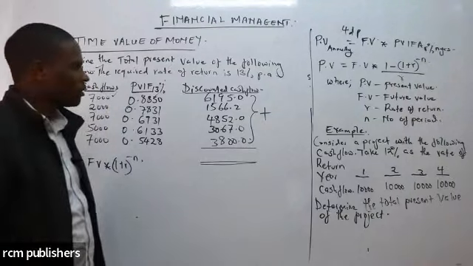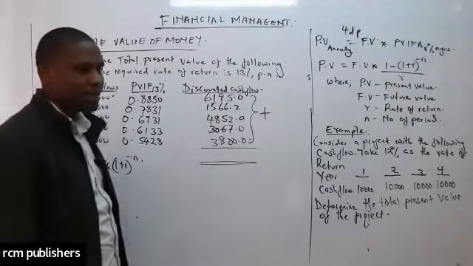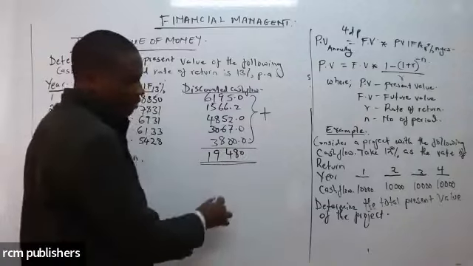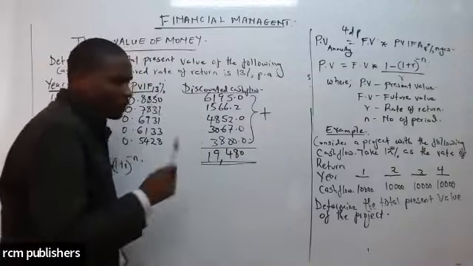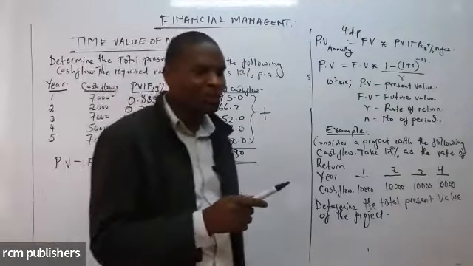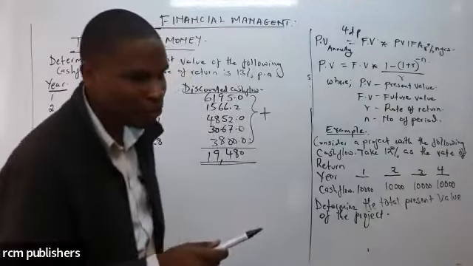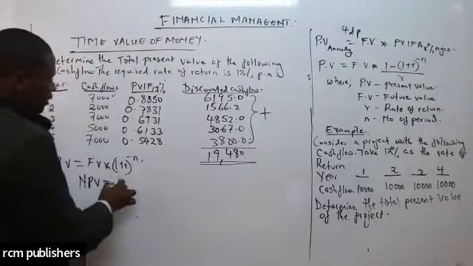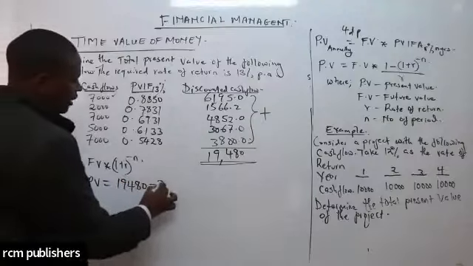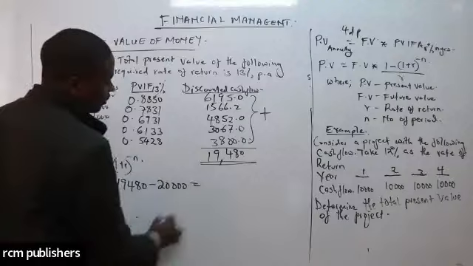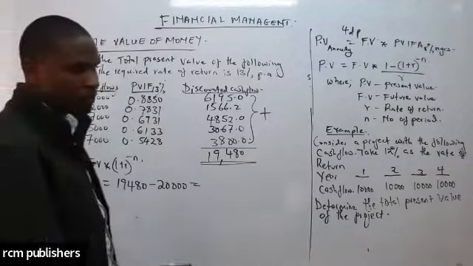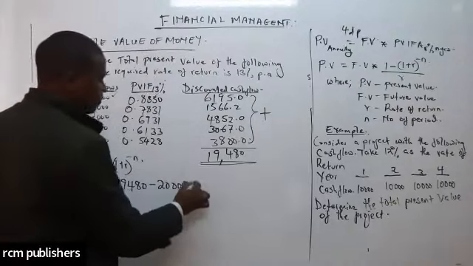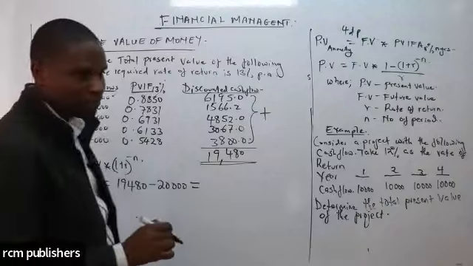Okay, the total present value is 19,480. And class, let's assume that the 20,000 still remains to be our initial outlay. An examiner wanted us to get the NPV. So NPV will be 19,480 minus 20,000, using the formula of total present value minus initial outlay or initial investment. So what is our net present value in that project?